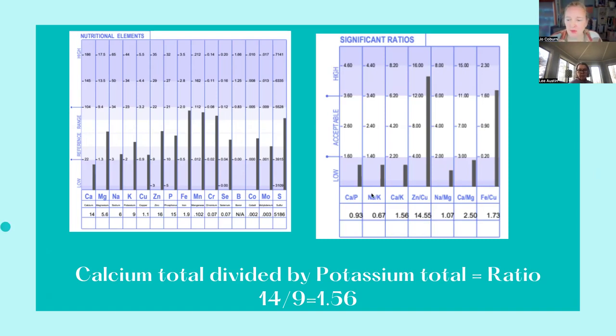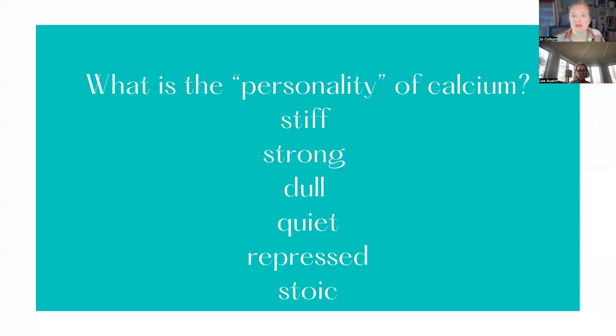So I think it's important when we're looking at ratios that we think again about, last week we talked a little bit about personalities, right? And what's the personality of calcium? When we think about calcium, it's stiff, it's strong, it's dull, it's quiet. We talked a tiny bit about the calcium shell. And when calcium is high and overloaded, you can have those repressed emotions, that blocking of the cell membrane, making it harder for things to move in and out. Calcium is stoic.